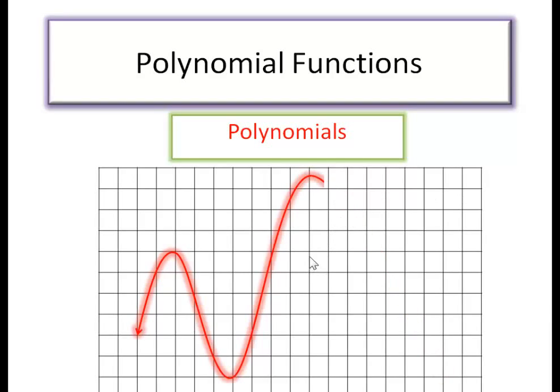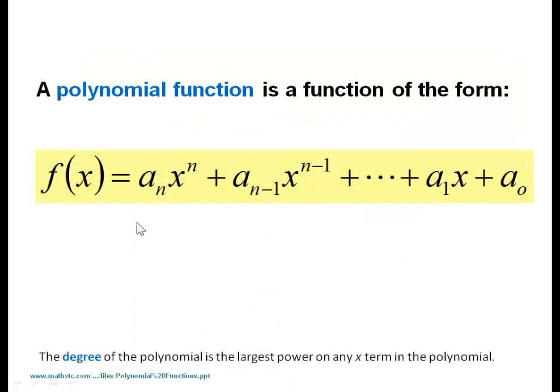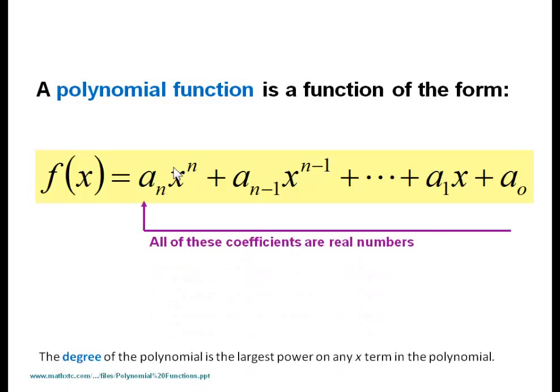Hello everyone, today we're going to start chapter 4, polynomial functions, and first we're going to talk about what a polynomial is. A polynomial is a function of this form, and we're going to have coefficients, variables, and exponents. Each one of these has a specific property. These coefficients have to be real numbers. So this coefficient for this x term is a real number. The coefficient for this x term is a real number, and so on.